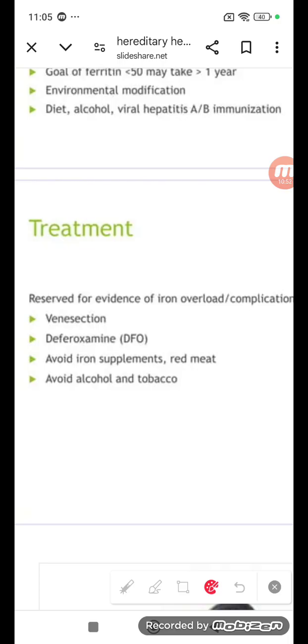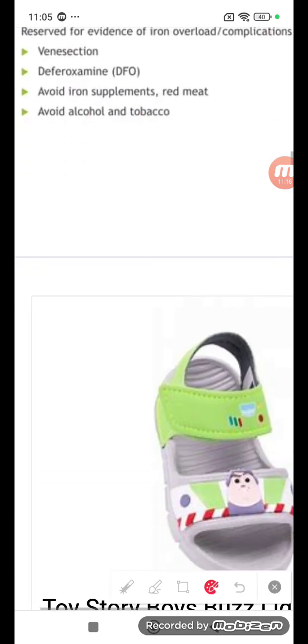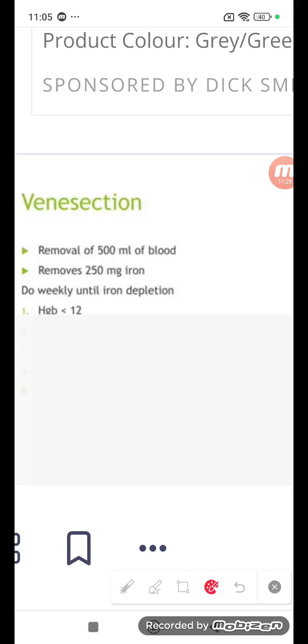The treatment: the first one is venesection treatment. Venesection means withdrawing, drawing the blood. The next one is the DFO method, the deferoxamine method. And avoid iron supplements, red meat, alcohol, and tobacco. Here the very important method is venesection. What is the venesection method? It is simply removal of 500 ml of blood, which removes 250 mg of iron, done as weekly unit iron depletion. And check the normal values of hemoglobin percentage and ferrous percentage.